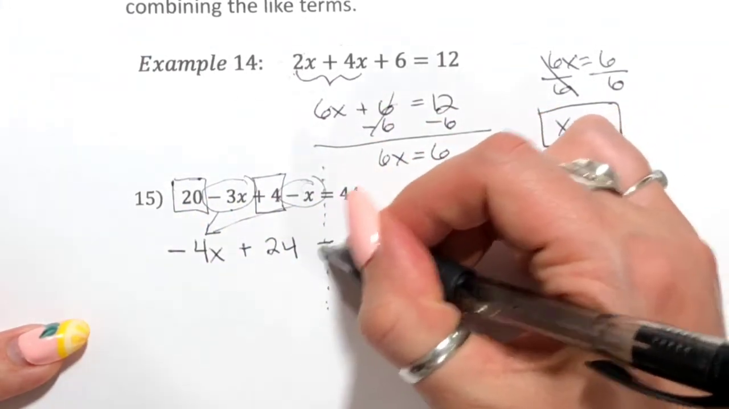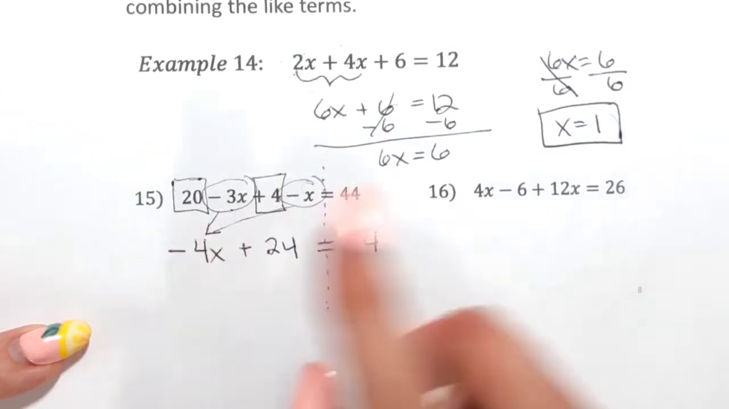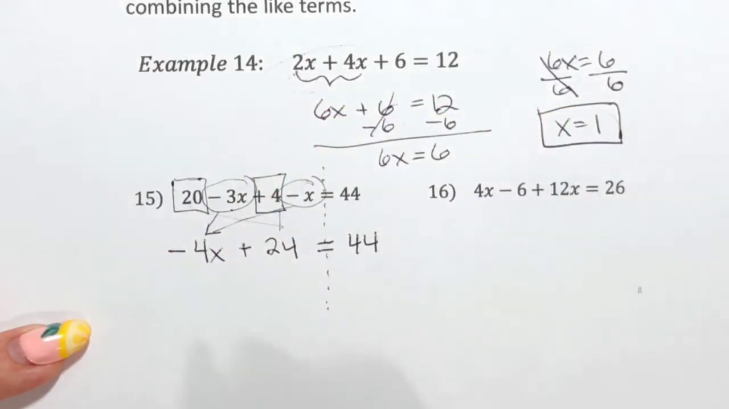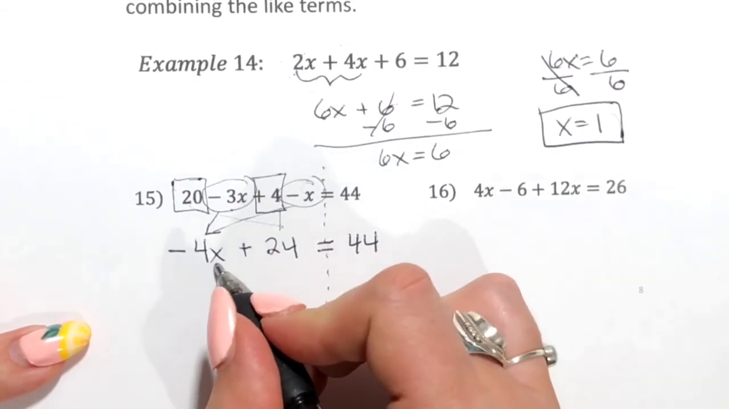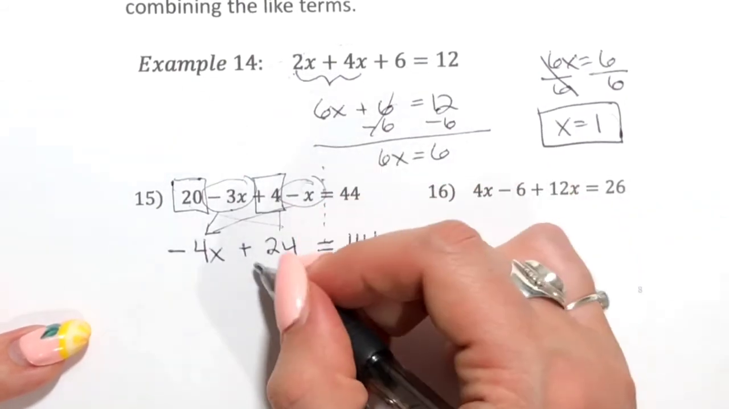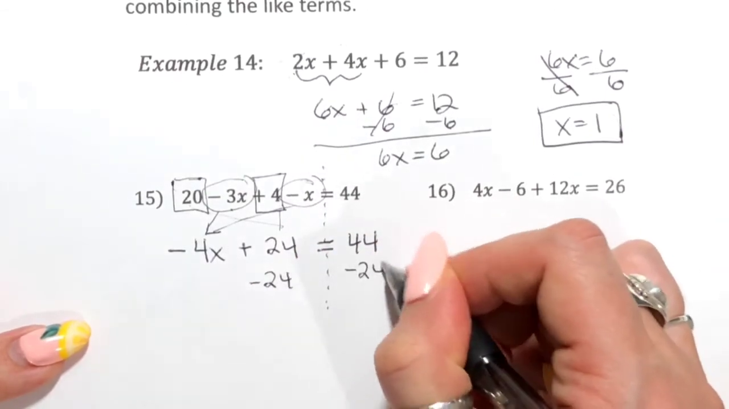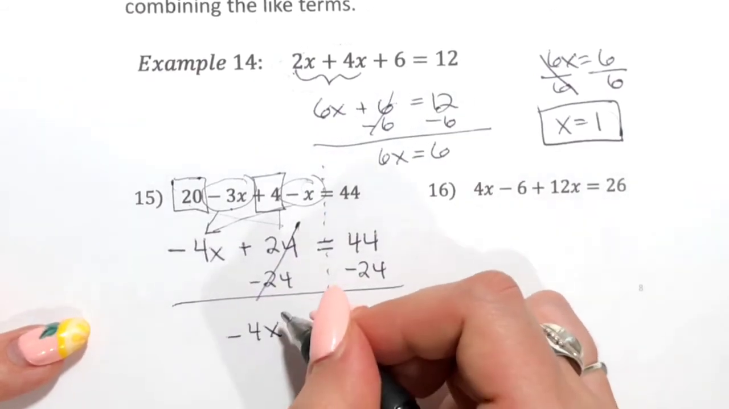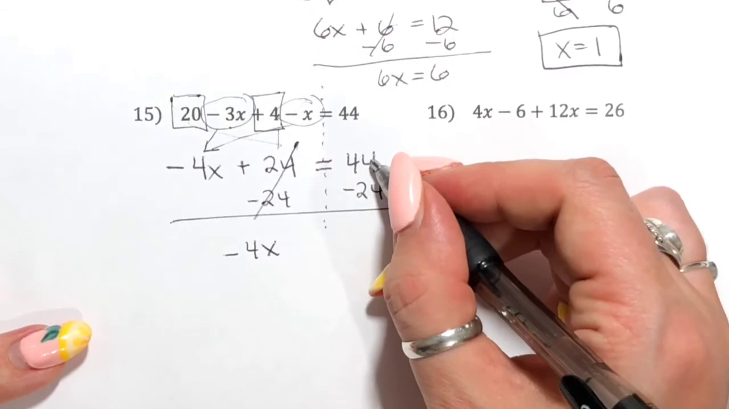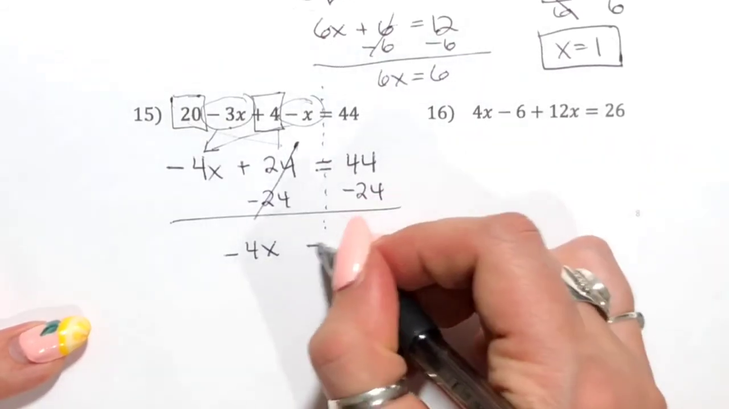So remember, on the other side, we have the 44. So we'll bring that down. Once you get everything combined, we have our x's together, and then we have our numbers together. We're good to just solve like normal. So if I'm trying to get x alone now, we're going to do the plus one first. So to get rid of a plus 24, we're going to minus 24 from each side. So those cancel, and we're left with a negative 4x here on the left side. And then 44 subtract 24 is 20.